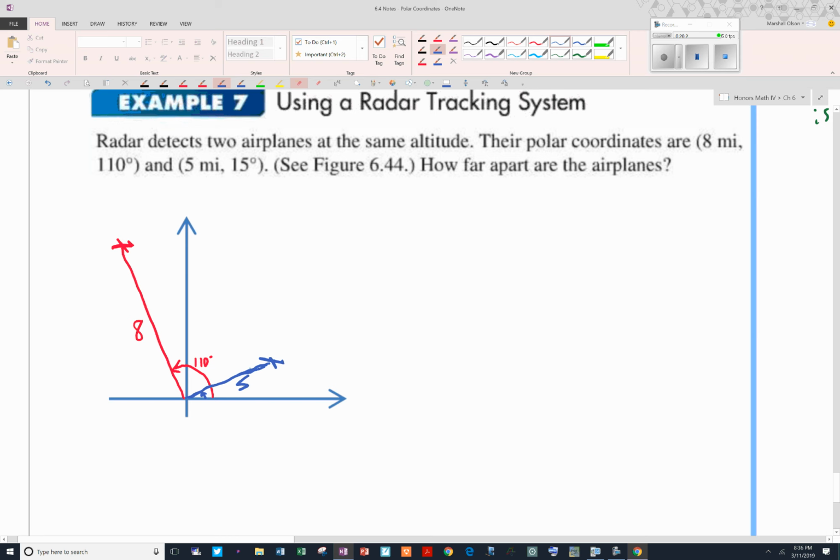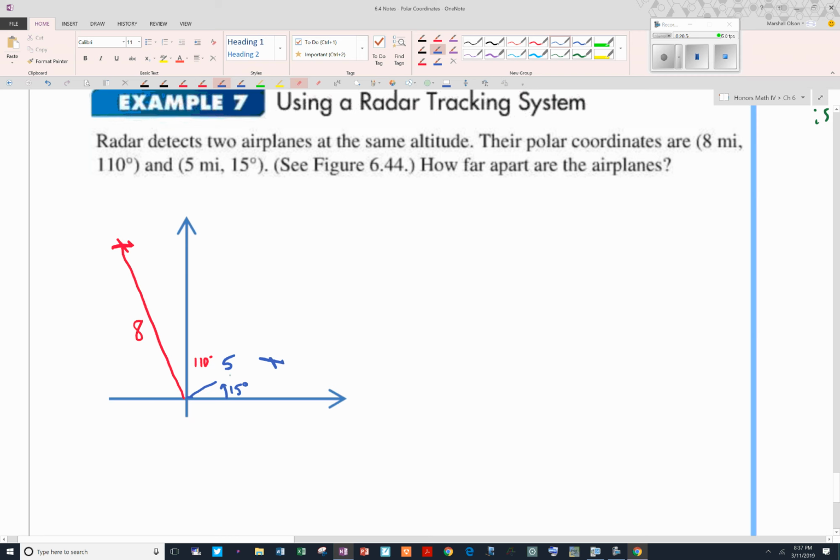So what are we trying to do here? How far apart are the airplanes? There are a couple of different things we could do. We could use some of the stuff we did with vectors in the past section and find the angle in between and work from there. What I'd like to do is write down here that this is 15 degrees, not 150, and that is 5 miles away.